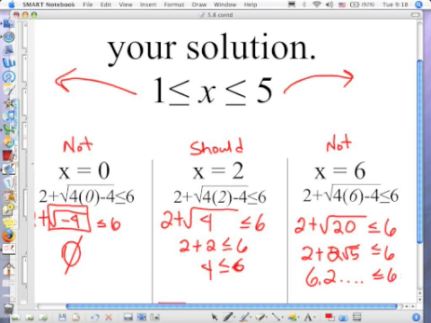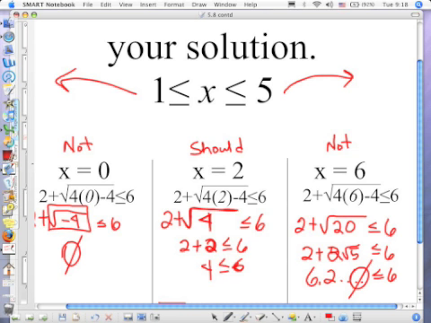Is 6.2 less than or equal to 6? No, it's greater than 6. This is not true. Okay, well, that's what I'm supposed to get. I just want to double check and make sure that what I'm saying, what numbers are included, is true. Yes? For the second one, I should get 2 plus 2. The square root of 4 is 2.